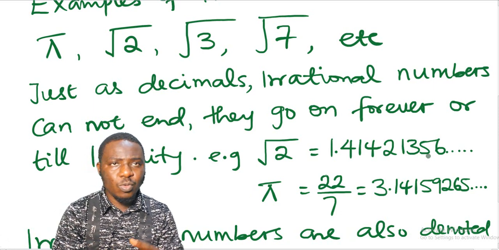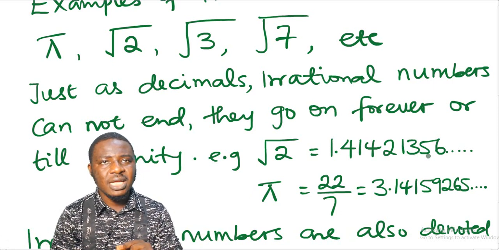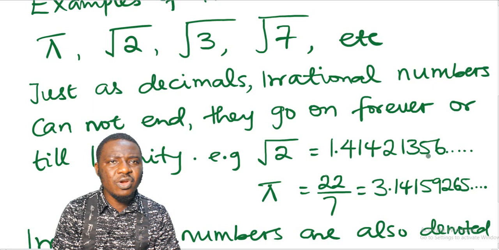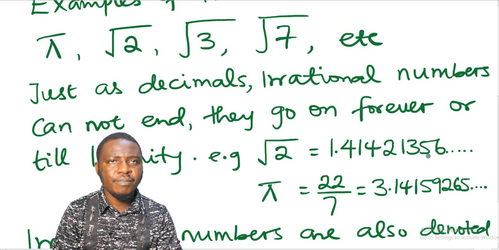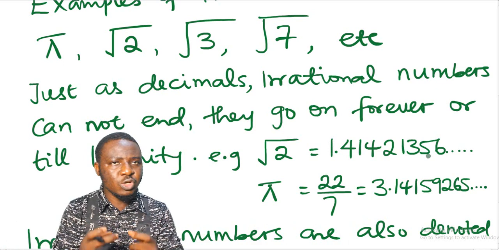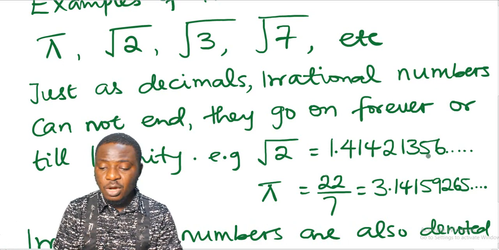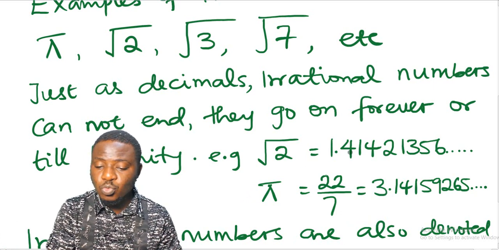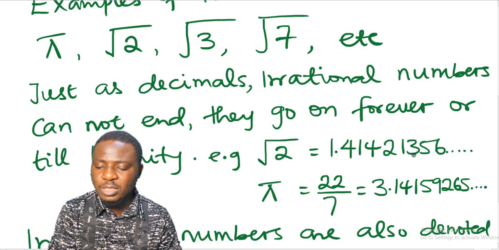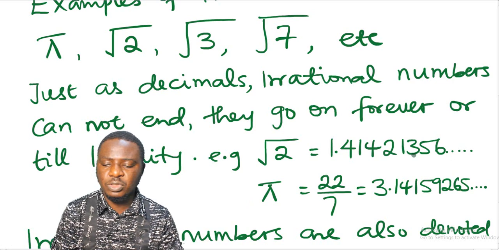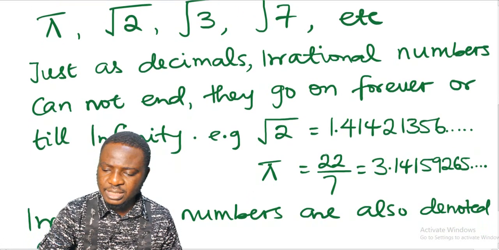Although we have some rational numbers that don't end, they have recurring decimals, something like 10 over 3, which gives you 1.3333. You discover that we have 3333, which is a recurring decimal. So such numbers are rational numbers. But for those that do not have a recurring decimal, for example, in the case of root 2, which is 1.414213, there is no end. You don't have a recurring decimal. So we refer to such numbers as irrational numbers.